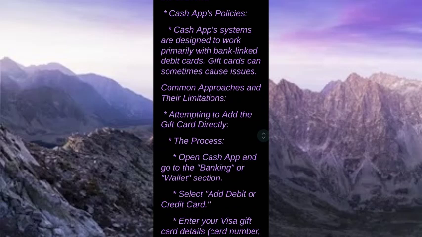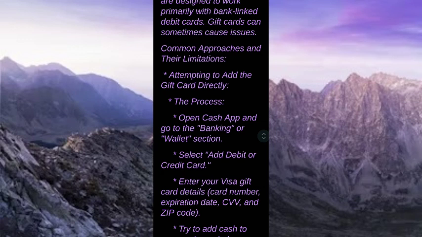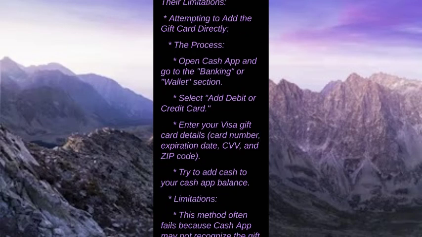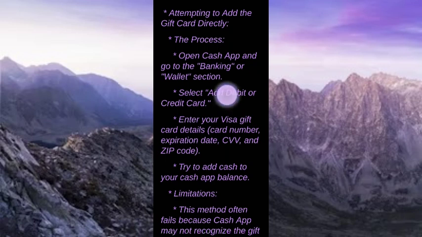Now, common approaches and their limitations. 1. Attempting to add the gift card directly. How do you attempt to add the gift card directly? Open the Cash App and go to the banking or wallet section. Select add card or actually add debit or credit card. Then enter your Visa gift card details like the card number, expiration date, CVV and zip code. Then try to add cash to your Cash App balance.